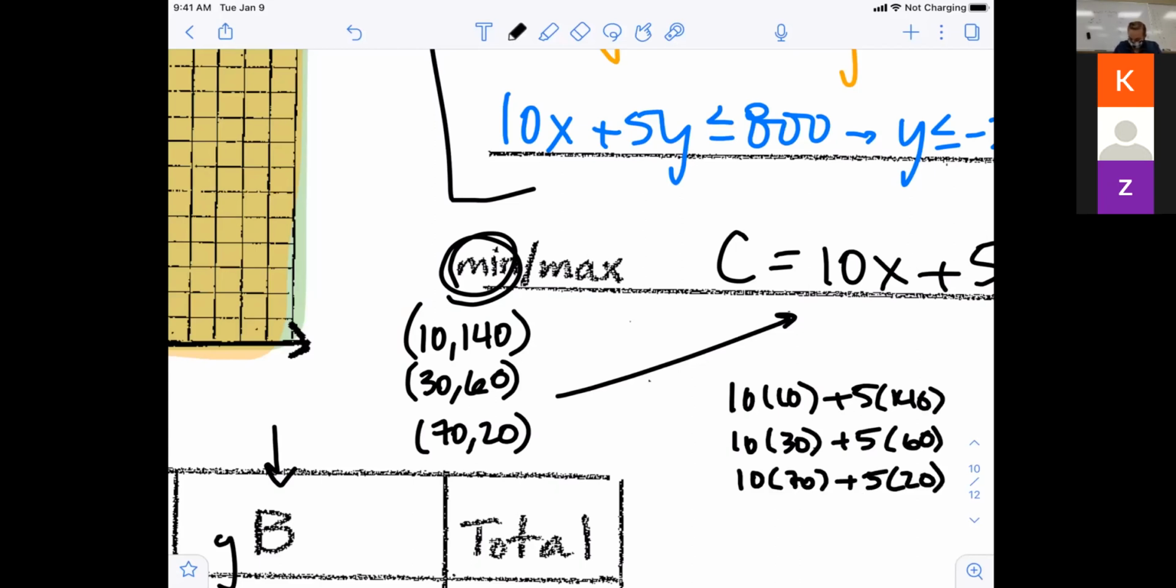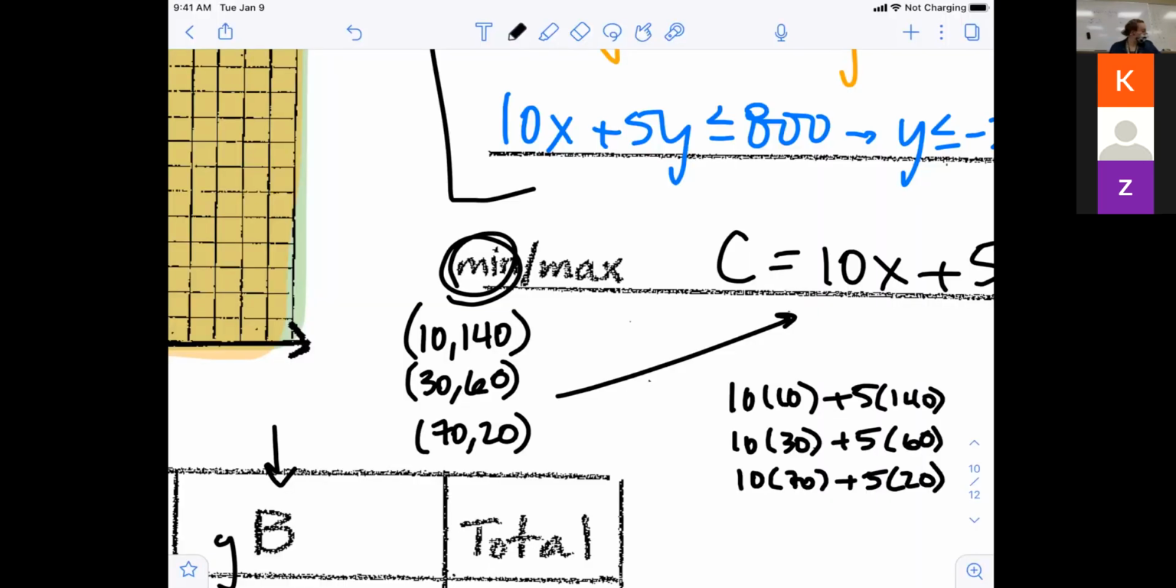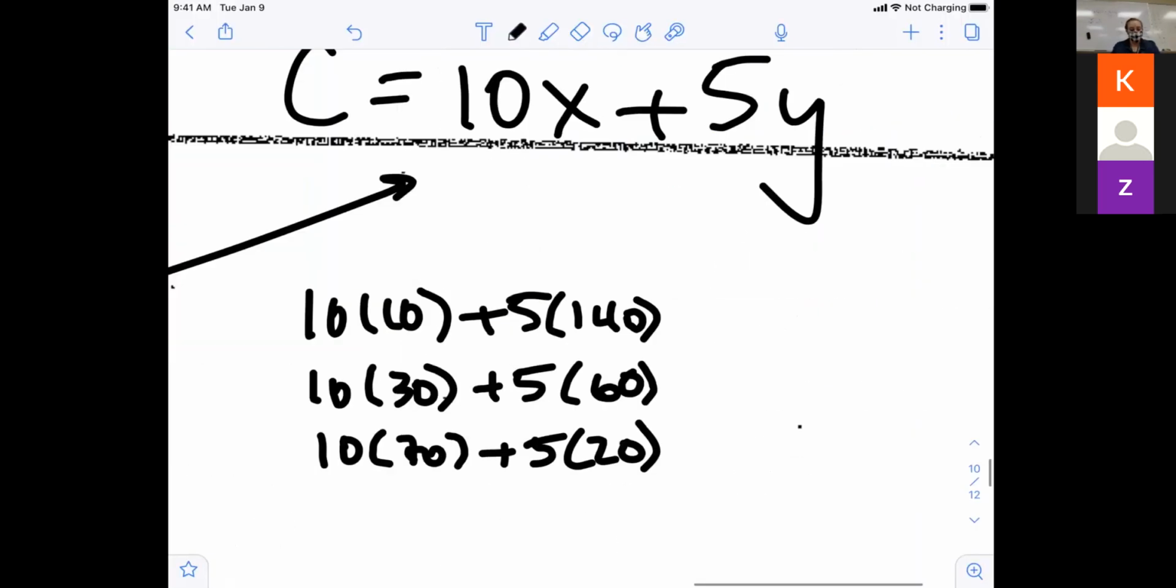Why don't we play it smart? Why don't we do this: half of the room, to my left, the right side of the room, I want you guys to plug in 10 and 140 and see what you get. I want the left side of the room, my right, everyone over here, to plug in 30 and 60, and I'll plug in 70 and 20. The skill today is not plugging in. If you can't do that, I don't know how you made it here. So we don't need to practice that.